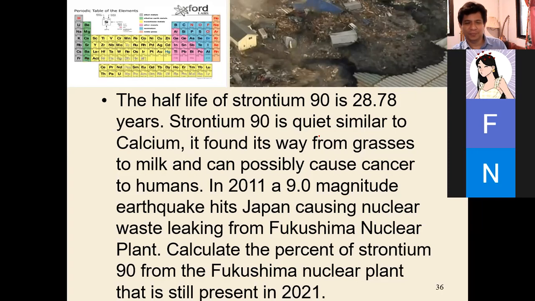Okay, so try to solve this. Marunong naman kayong magbilang siguro kung ilang taon na, no? Wag na kayong gumamit ng decimal. Hindi ko naman mention dito kung anong month sumabog, ano? So basta yung year na lang, it's 2011 tapos ngayon ay 2021. So ilang percent pa ng strontium yung present sa area, no? Okay, so please try to solve this.